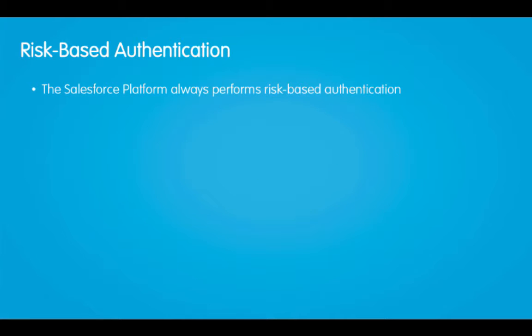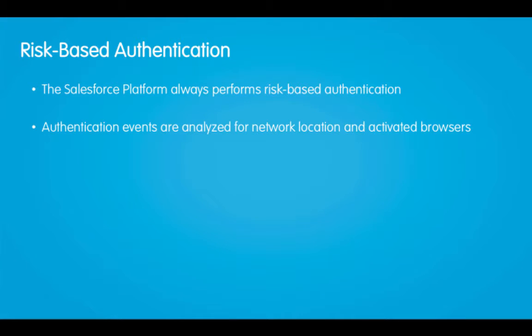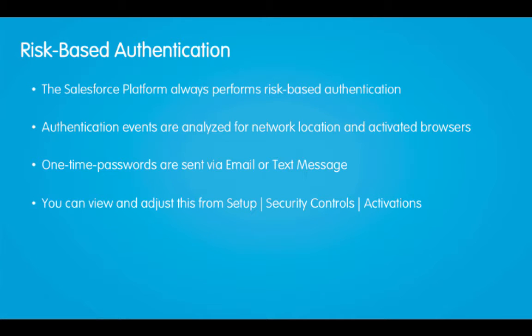The Salesforce platform always performs what's known as risk-based authentication. When users log in, we analyze those logins, look at their network location, and whether or not we've seen their browser before. One-time passwords are sent via email or text message when we do not recognize the user's network or browser. You can review or adjust this information by browsing to Setup, Security Controls, Activations.